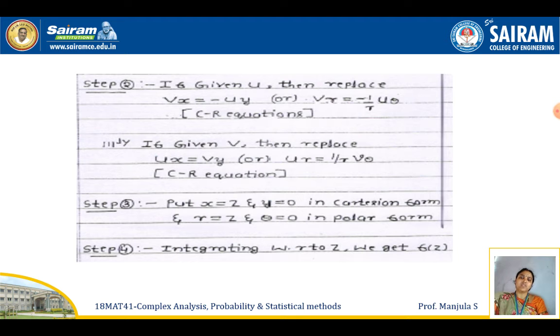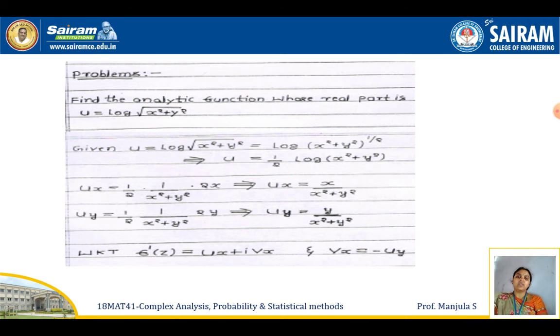After this, you put x equals z and y equals 0 in Cartesian form, and r equals z and theta equals 0 in polar form. Then integrate with respect to z, and you will get the value of f of z in terms of z only. These are the procedures we have to follow in type 2 problems. Now we'll do a few problems based on this type 2.